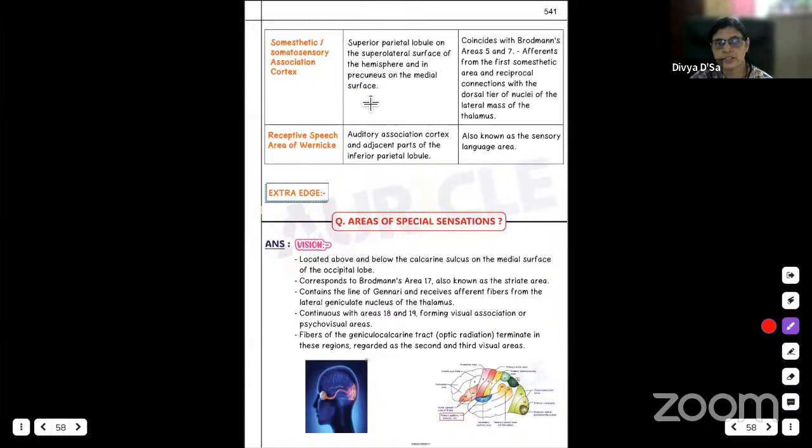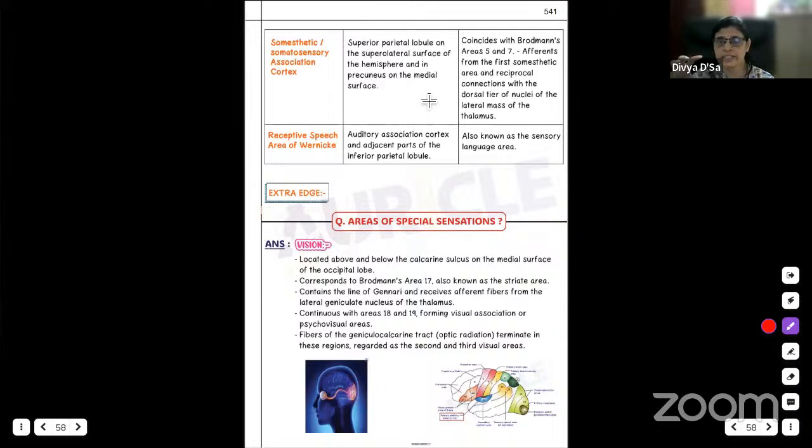And the somaesthetic somatosensory association area is present in the superior parietal lobule, on the superolateral surface of the hemisphere, and in the precuneus of the medial surface. This is areas 5 and 7. Now, this is very important. This is also known as the sensory association area.